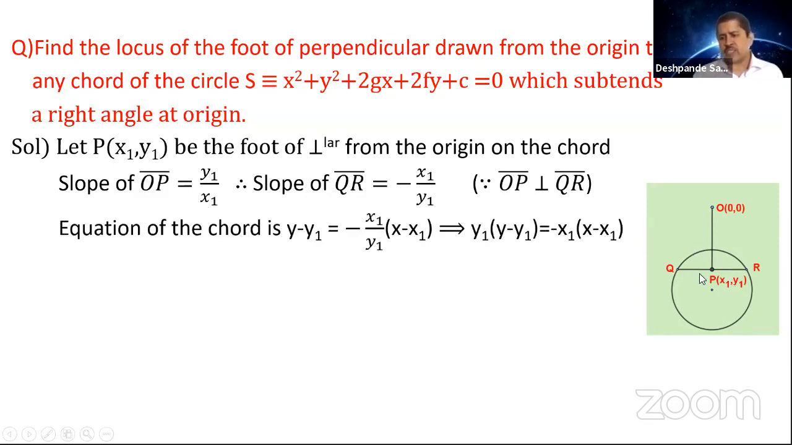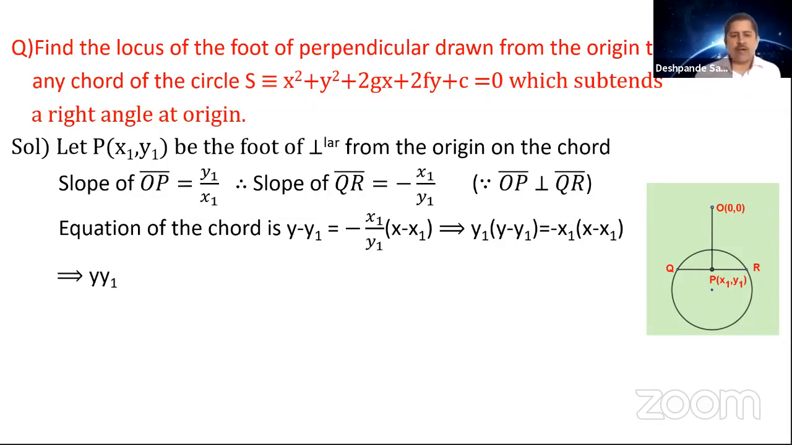Now you got the slope of the line and a point. So when slope and point are known, what is the equation of the line? y minus y1 is equal to m into x minus x1. Remember in the first year you got. So what is the slope here? Minus x1 by y1. So y minus y1 is equal to minus x1 by y1 into x minus x1. So cross multiply. So y1 into y minus y1 is equal to minus x1 into x minus x1. So rearrange this.